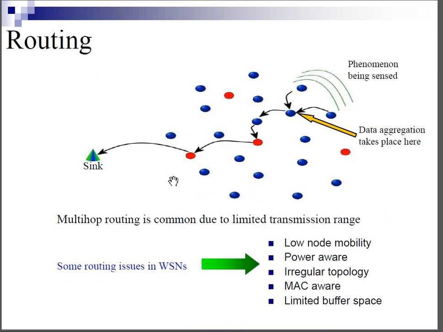Routing is a main issue in wireless sensor networks. Let's say there is a node here where something happened and the node sends some data. So the phenomenon is being sensed. The data aggregation takes place in this sensing node. So when the node sends the data, aggregation means putting it in a summarized format. Whatever you sense may not be good to be forwarded to the sink.